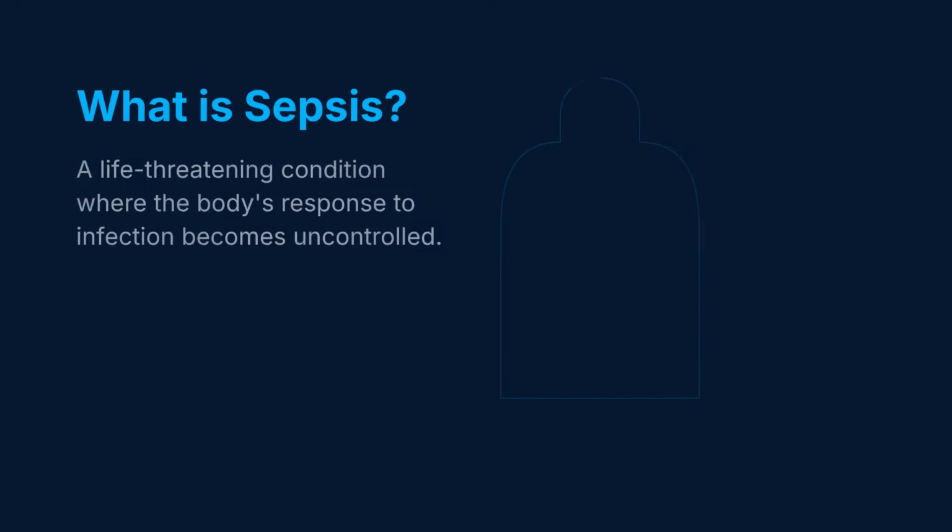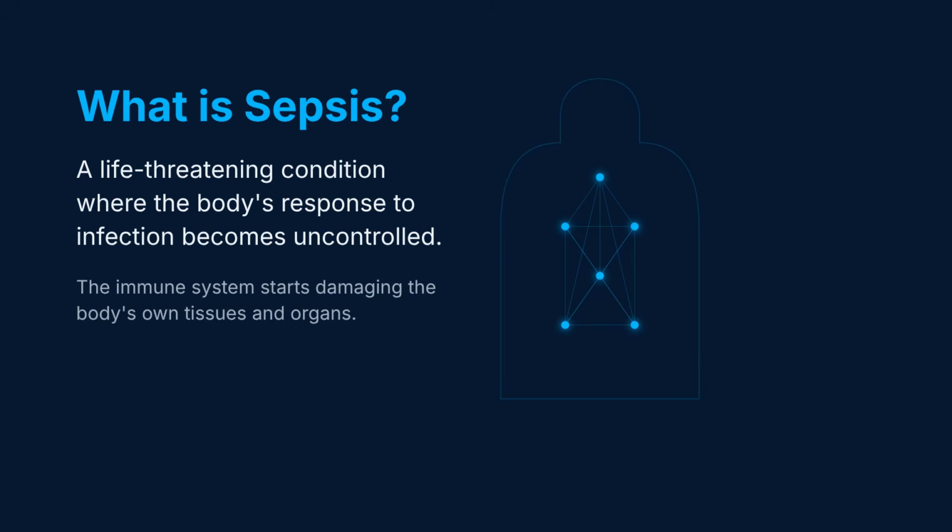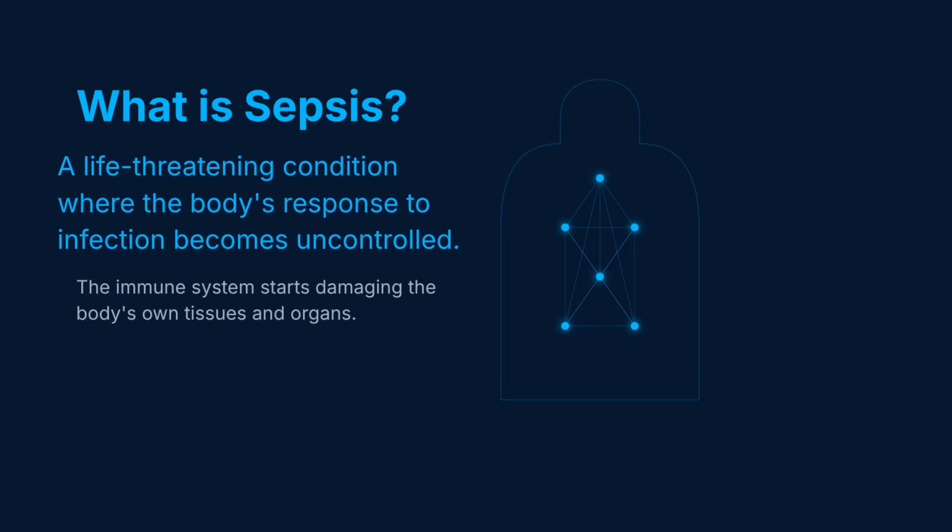Let's get started. First, let's understand the meaning of sepsis. Sepsis is a life-threatening condition that occurs when the body's response to an infection becomes uncontrolled. Instead of fighting only the infection, the immune system starts damaging the body's own tissues and organs. This can rapidly lead to tissue damage, organ failure, and even death if it is not recognized and treated early. One important point to remember is that early recognition saves lives. The sooner sepsis is identified, the better the patient's chance of recovery.